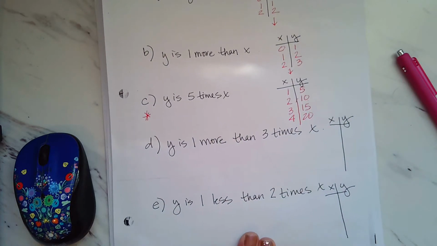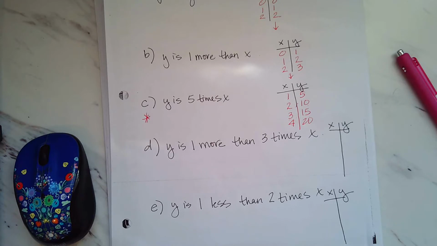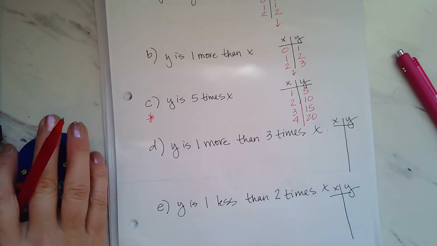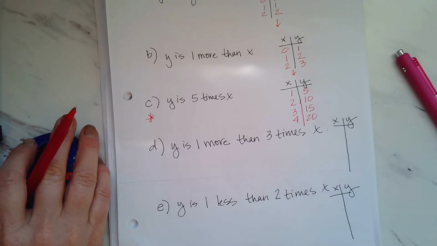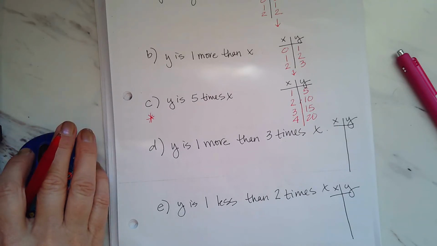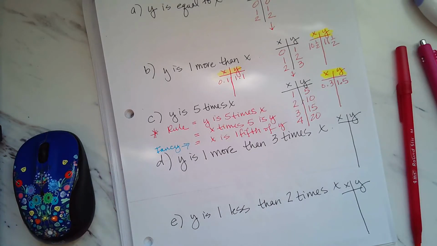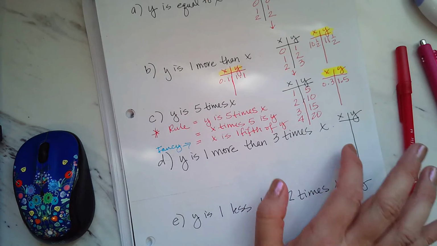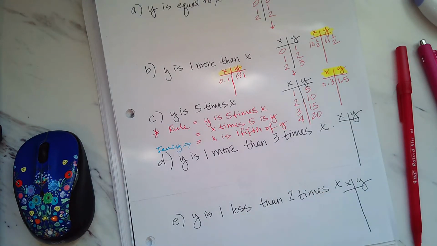Now, Y is 1 more than 3 times X. So if Y is 1 more than 3 times X, what would that look like? Y is 1 more than 3 times X. What could that look like? Try it out. Okay, so how did you do? Were you able to complete Y is 1 more than 3 times X? Y is 1 more than 3 times X.